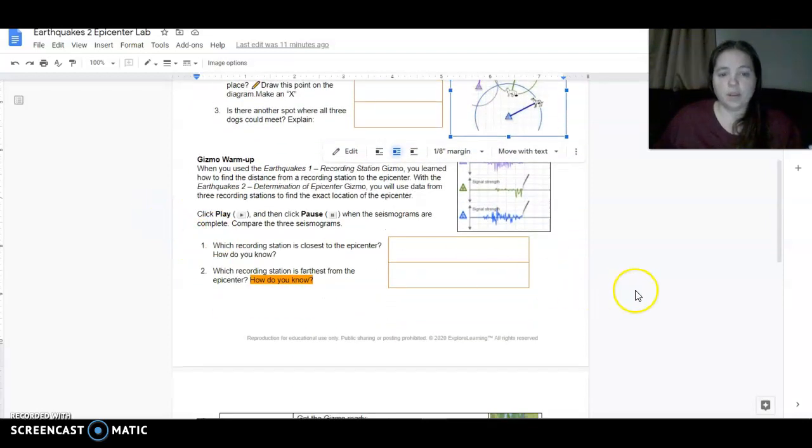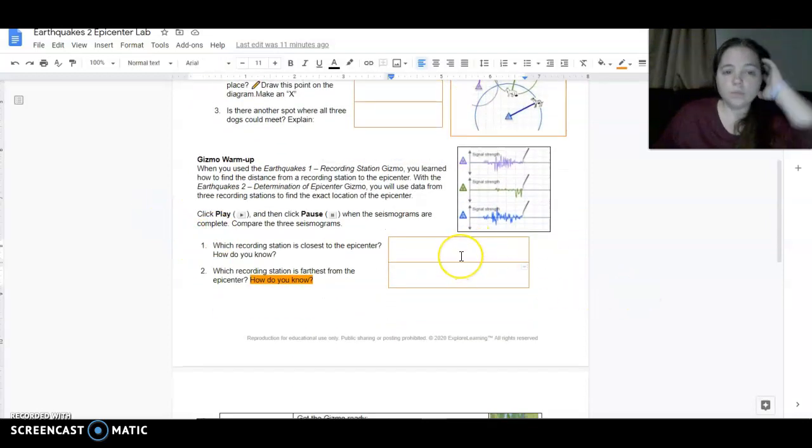Explain. Now we're going to do the warm-up. When you used the Earthquakes 1 recording station gizmo, you learned how to find the distances from a recording station to the epicenter. With the Earthquakes 2 determination of the epicenter gizmo, you will use data from the 3 recording stations to find the exact location of an epicenter. So click play, then pause. When the seismographs are complete, compare the 3 seismographs.